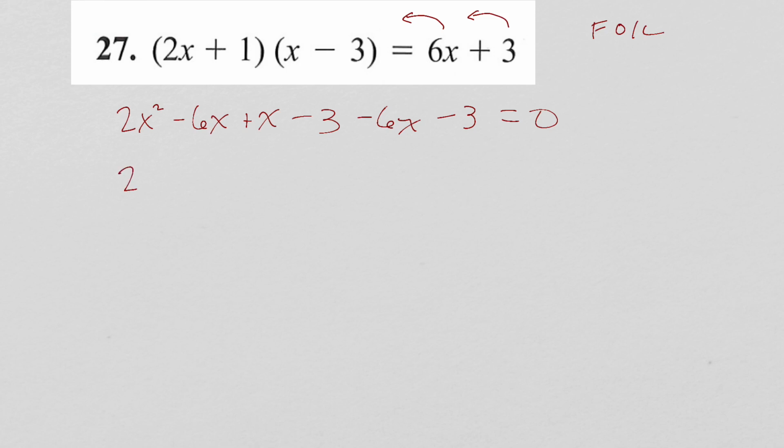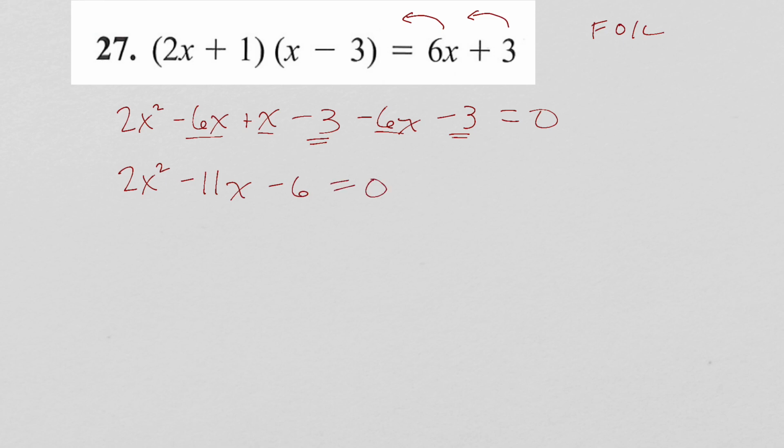So 2x squared is all by itself. But here we have a negative 6 and a negative 6. That gives us a negative 12. Oh, and a positive 1. So that gives us a negative 11x. There's this one here. So that's a negative 11x. And then here we have a negative 3 and negative 3. That gives us a negative 6. And now that's equal to 0.